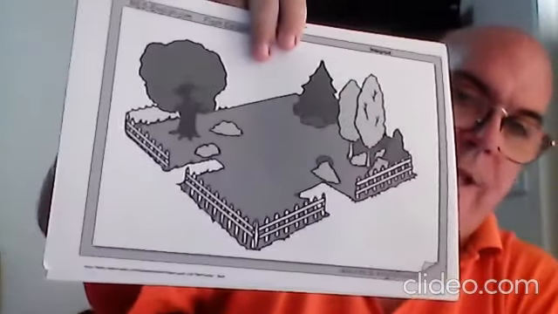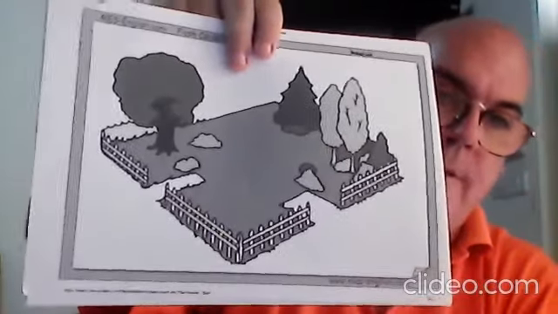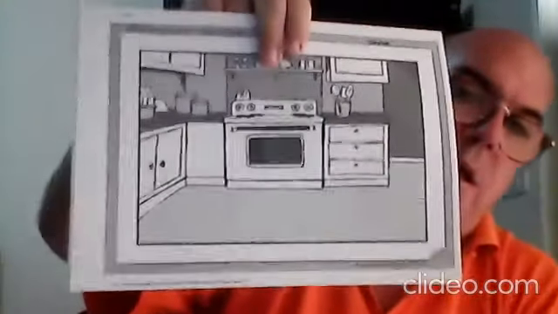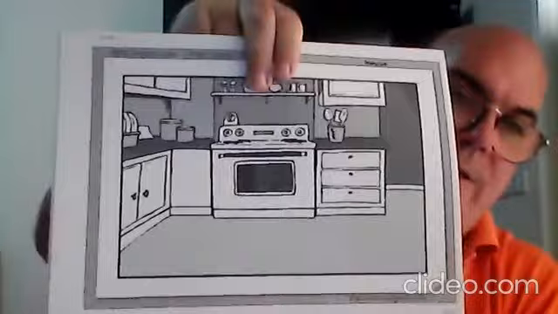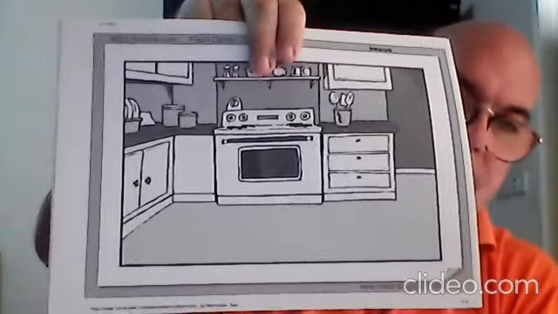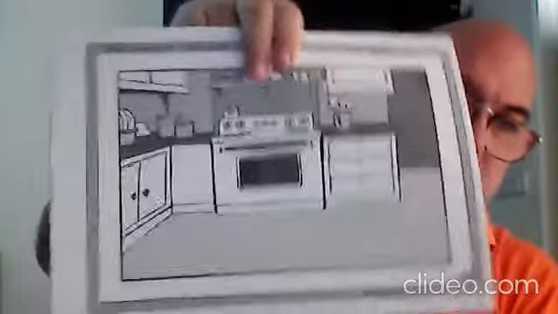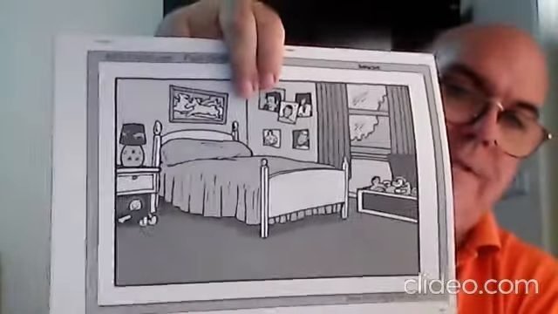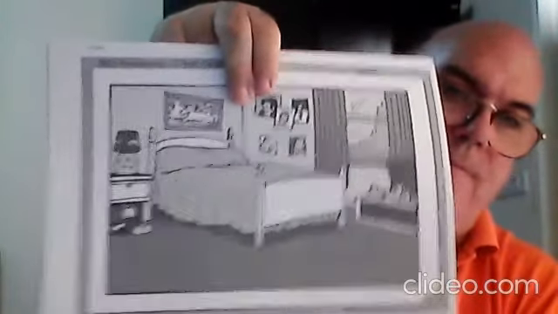This is a yard. This is a kitchen, not chicken, kitchen. This is a bedroom.